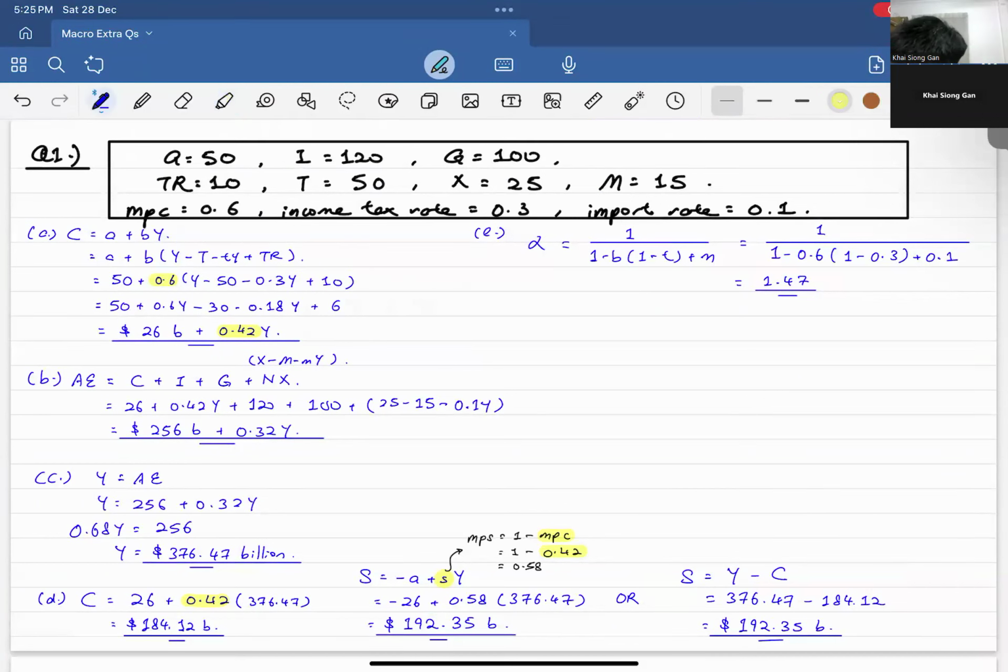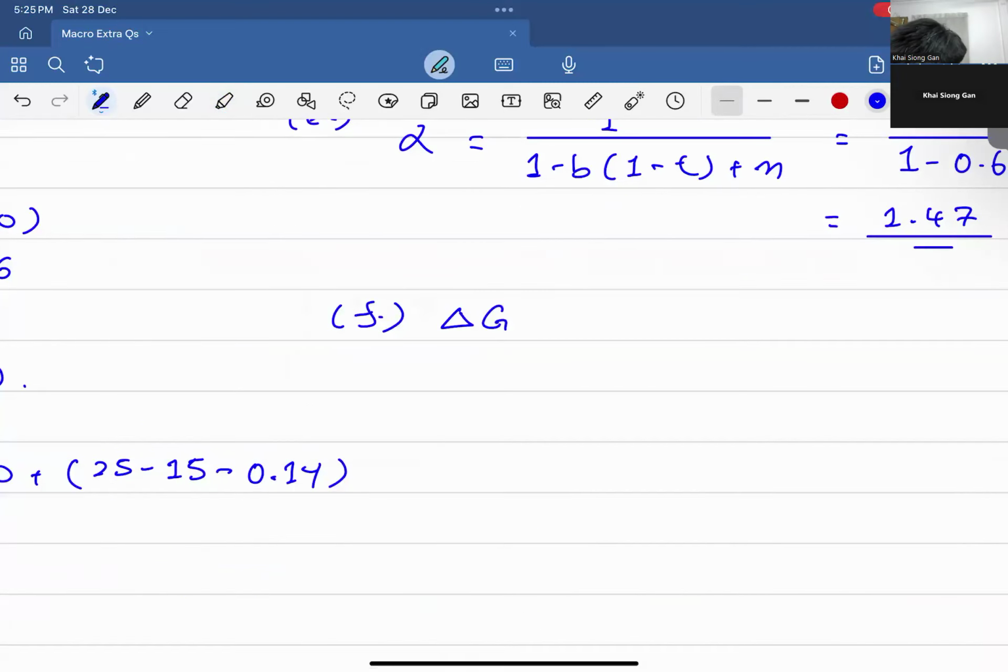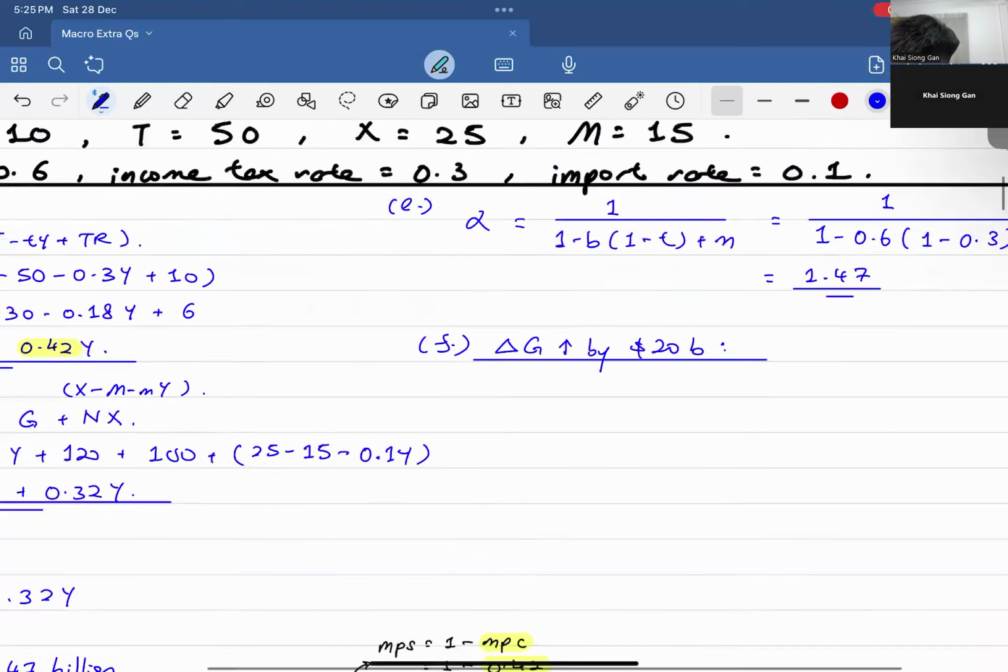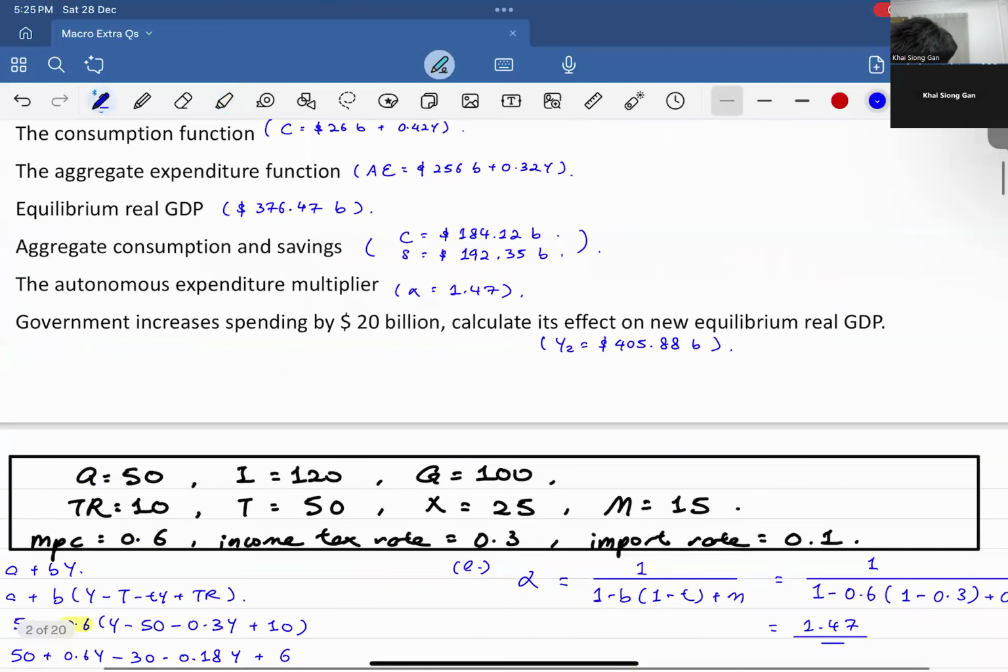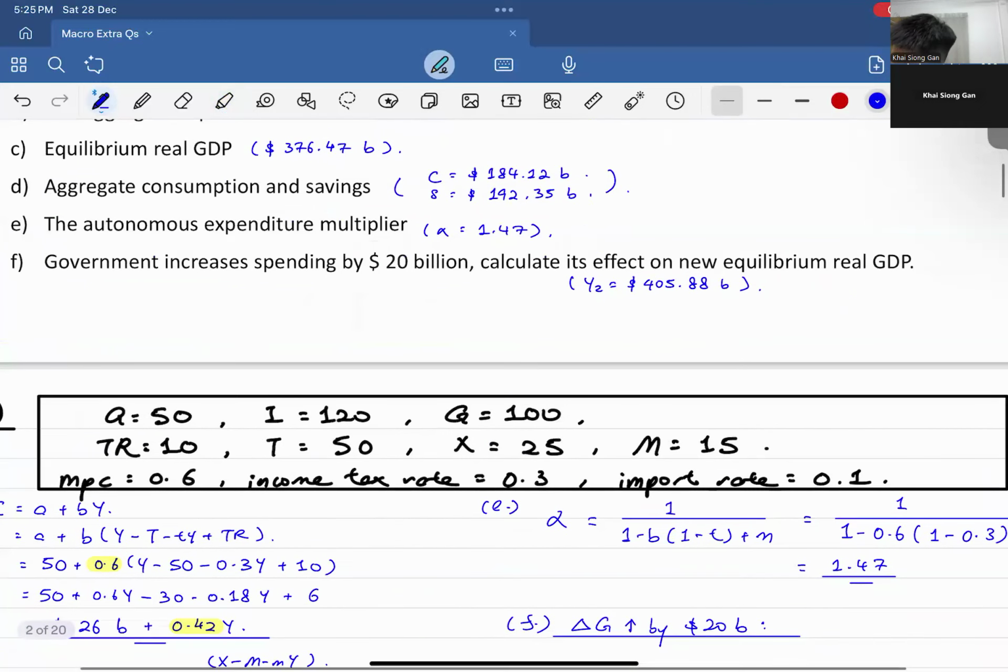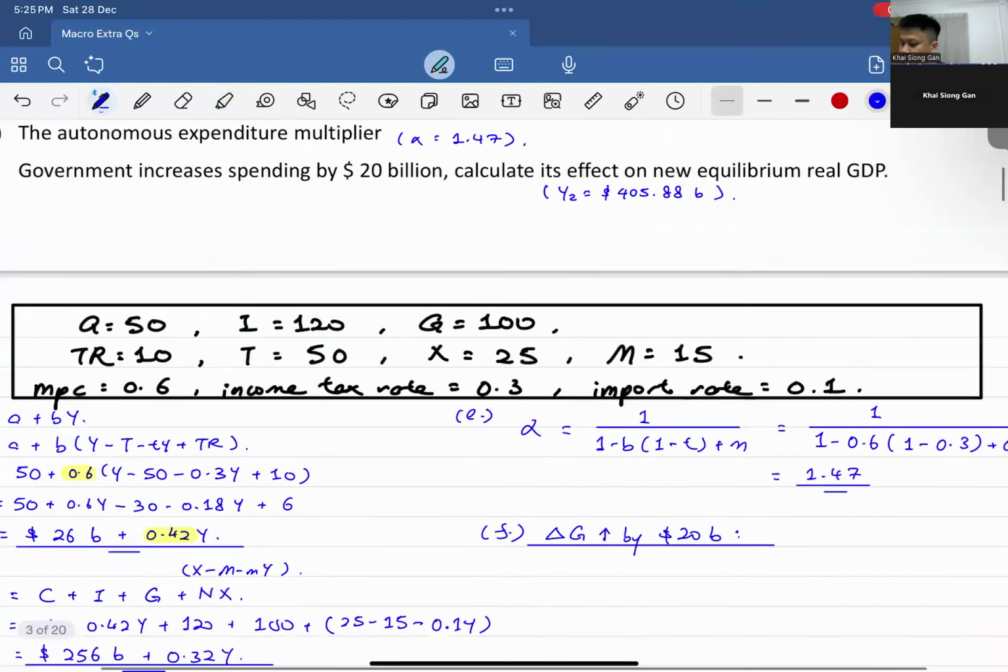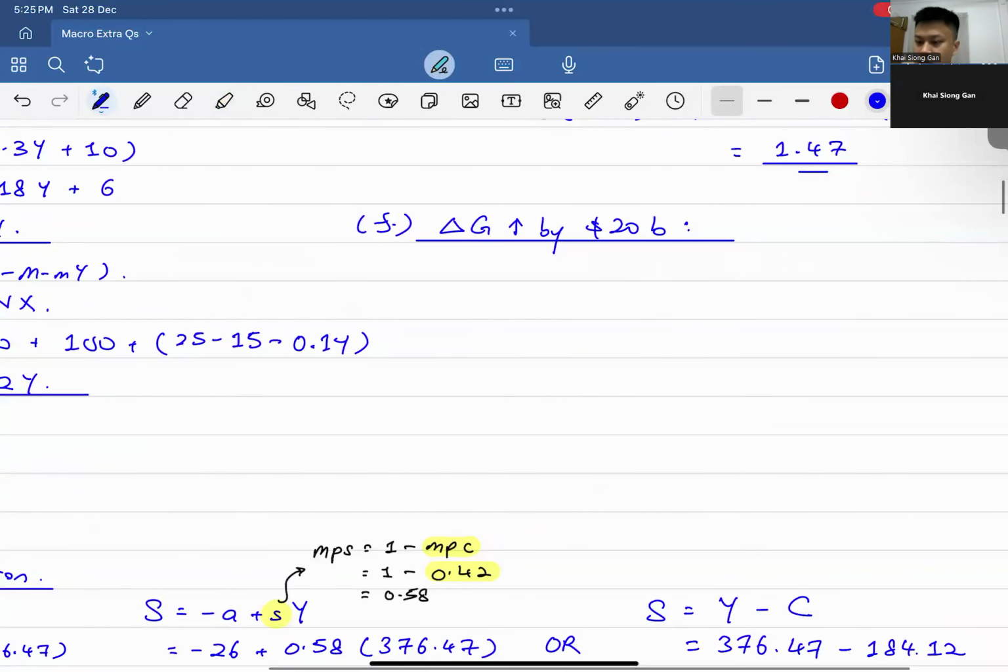Okay, question F. Question F is: government increases spending by 20 billion. Calculate the new real GDP. You have two methods to work on this, and both methods will give you the same answer.